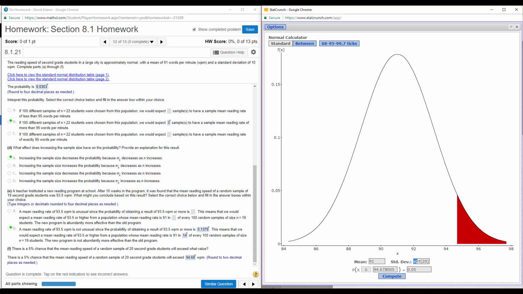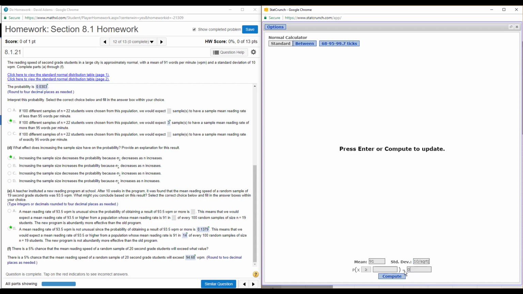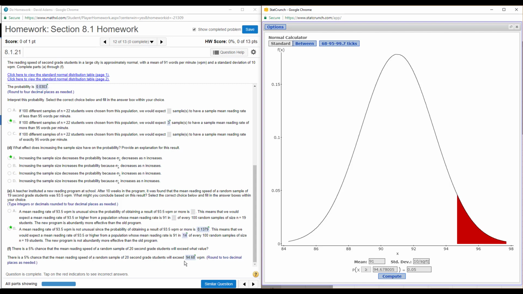It's really easy. You set your mean to be 91. You set your standard deviation to be 10 divided by the square root of the sample size, which is 20. Then you set this to 0.05. It has to be greater than or equal because we're doing exceeds. You hit compute and you get your answer. Notice the 94.68. Done with that.